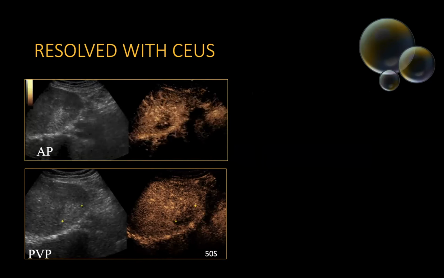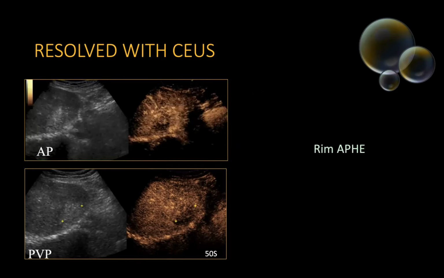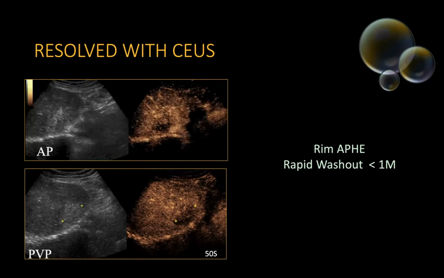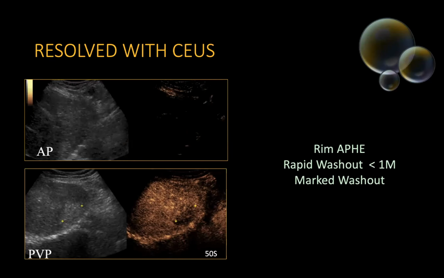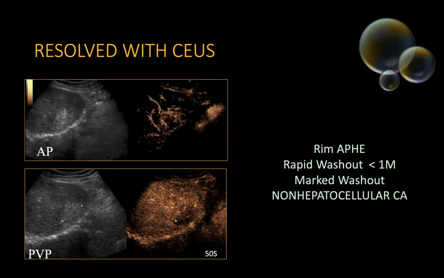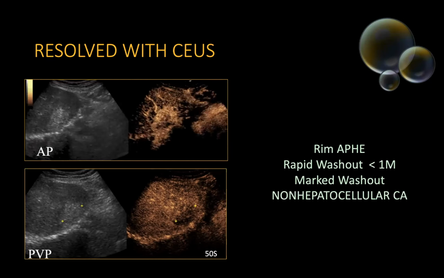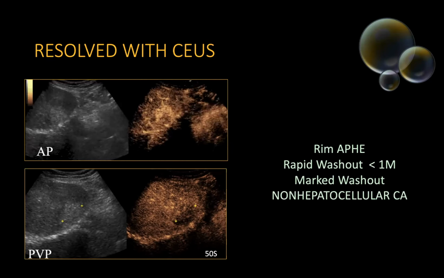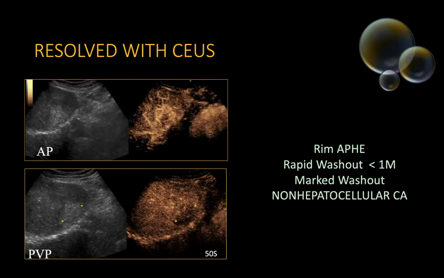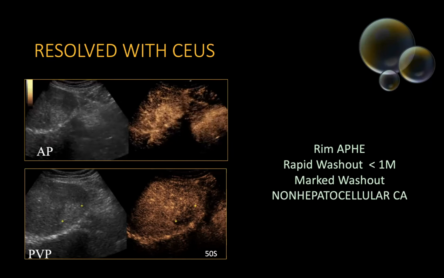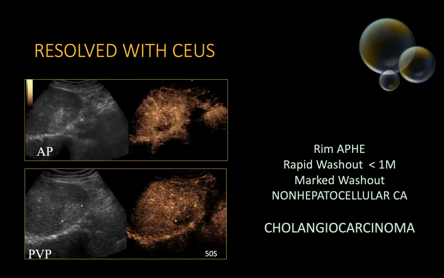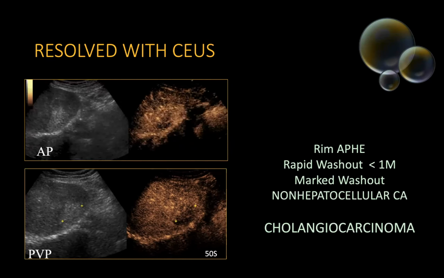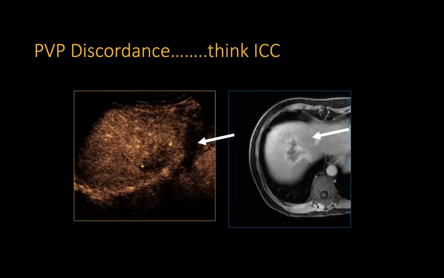And so this is a patient who shows rim arterial phase hyperenhancement and rapid washout at less than 1 minute. And the washout is marked. It's very black washout. And so what does this suggest to us? Not hepatocellular carcinoma. It suggests any of the non-hepatocellular tumors. And this includes both cholangiocarcinoma and metastatic disease. But when we have this discordance, we always think of cholangiocarcinoma. We must biopsy for diagnosis, and this is a cholangiocarcinoma.